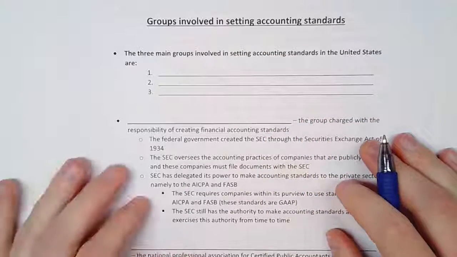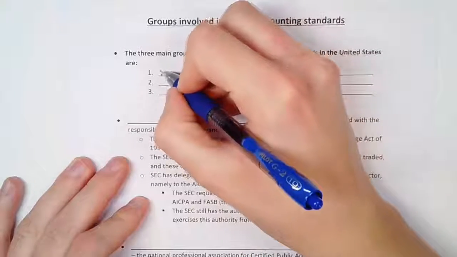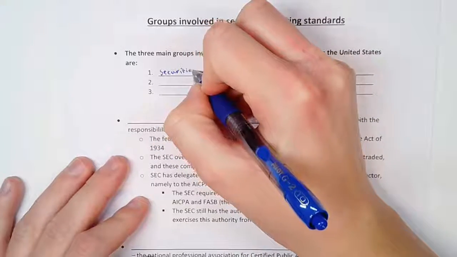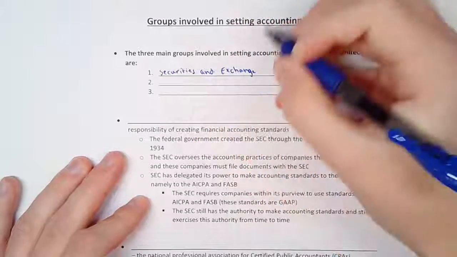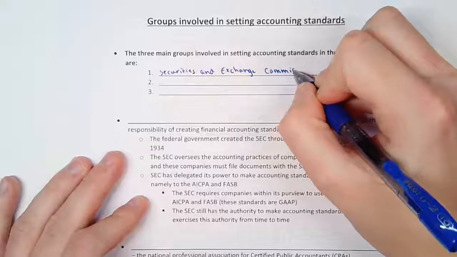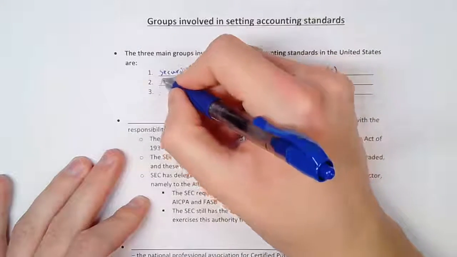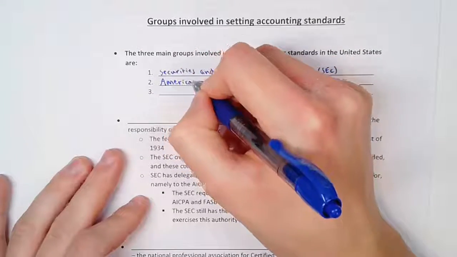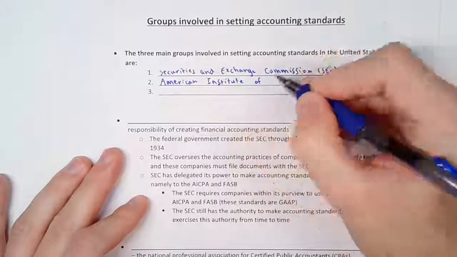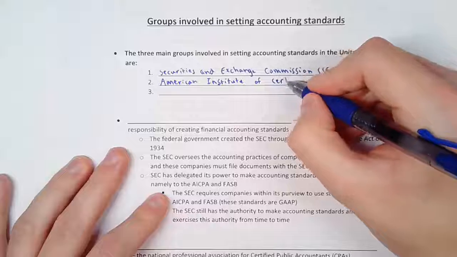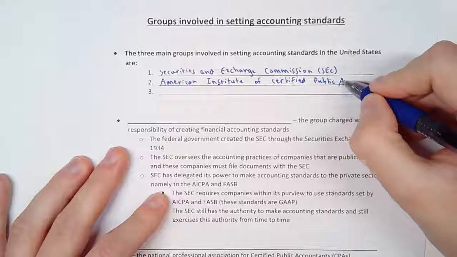So the three main groups involved in setting accounting standards in the United States are first, the Securities and Exchange Commission, which is the SEC. Second, we have the American Institute of Certified Public Accountants. And this is the AICPA.